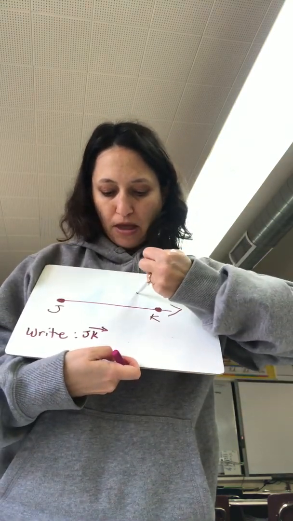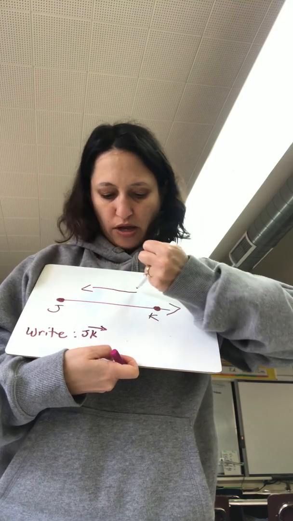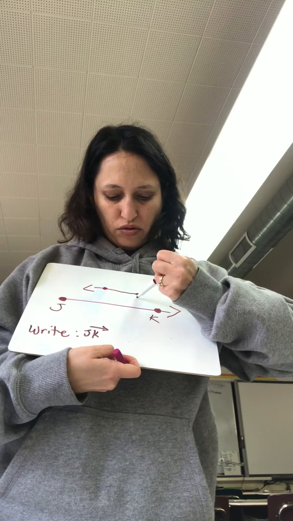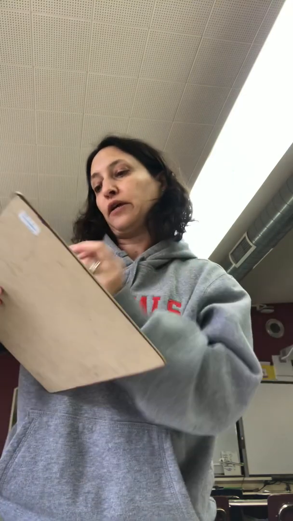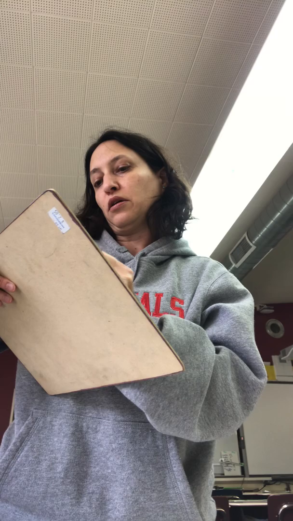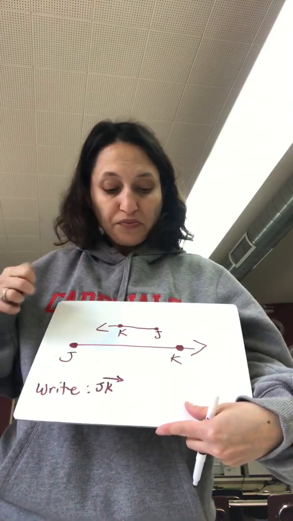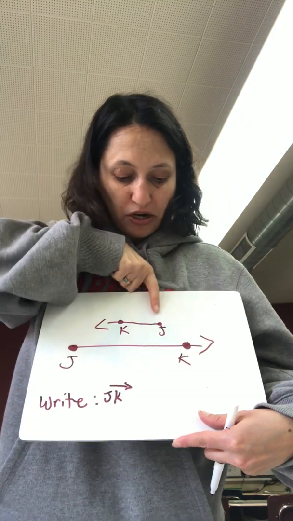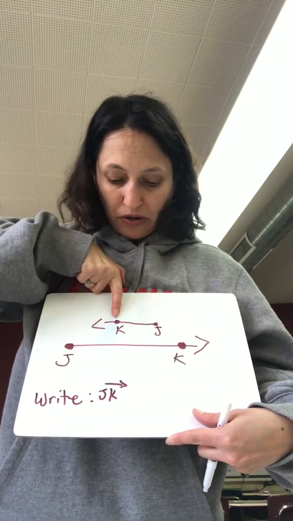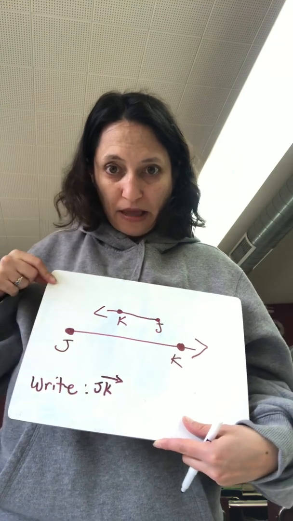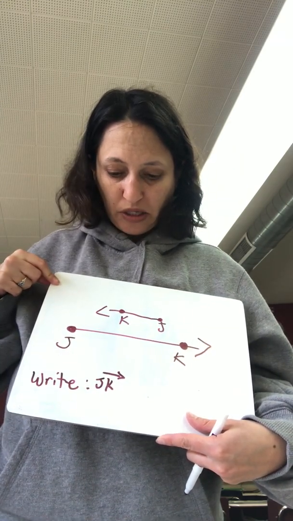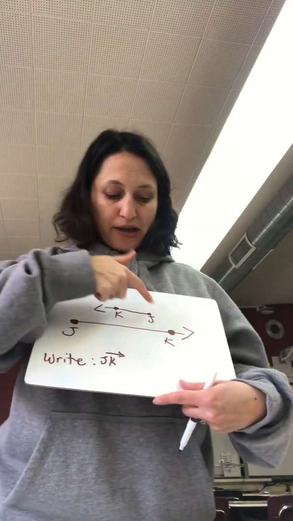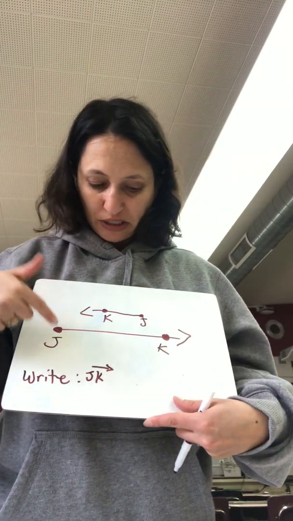Your ray could go in another way if you wanted to. Sorry, it's hard to write like that. Ray JK. Even if your ray is going this way, you still call it ray JK because you start at your end point and you go to where the arrow is. So that's how we write those. They only go in one direction. It's the only way to write it. It doesn't matter what letters you put, but right now it's JK.